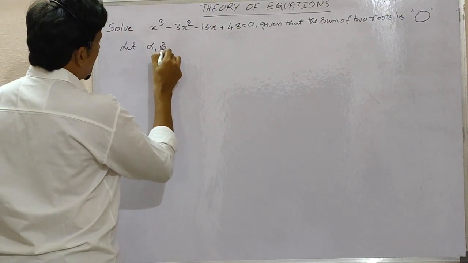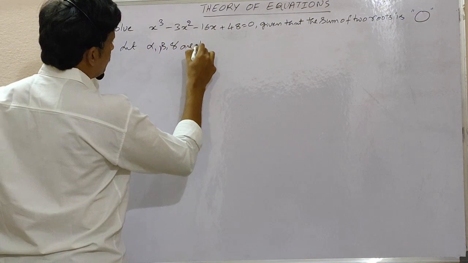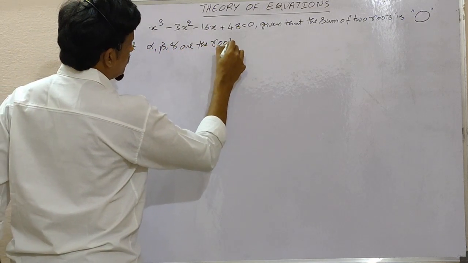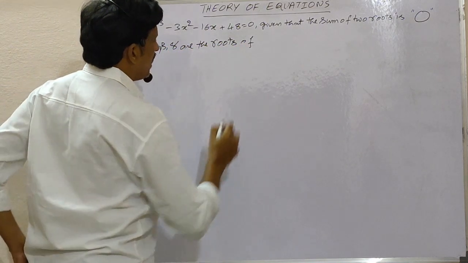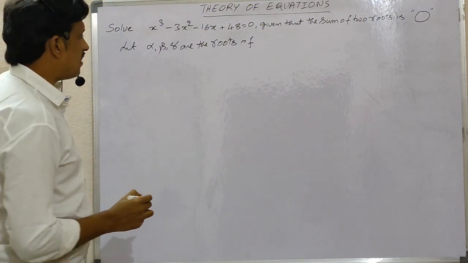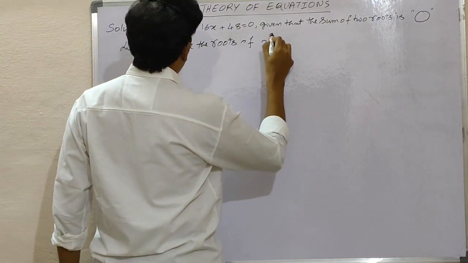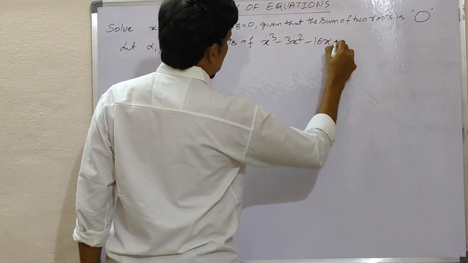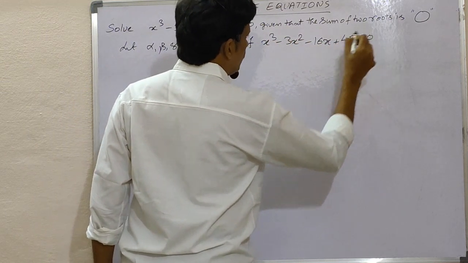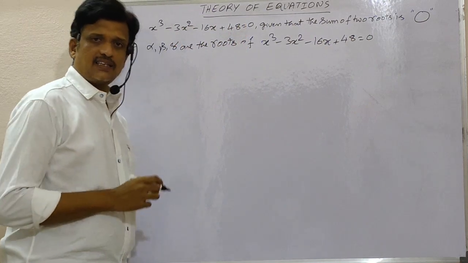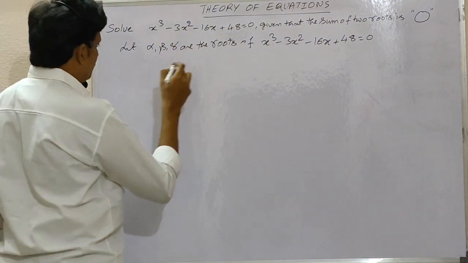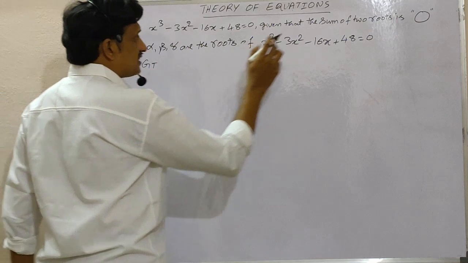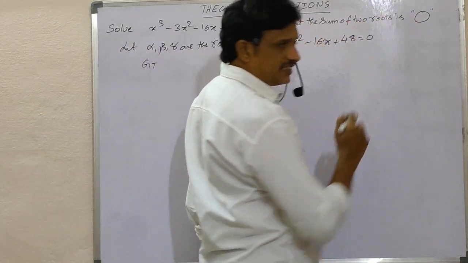Let alpha, beta, gamma be the roots of x cube minus 3x square minus 16x plus 48 is equal to 0. Alpha, beta, gamma are the 3 roots. Then it is given that the sum of 2 roots is 0.